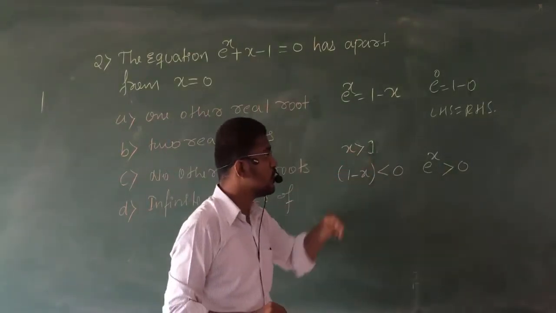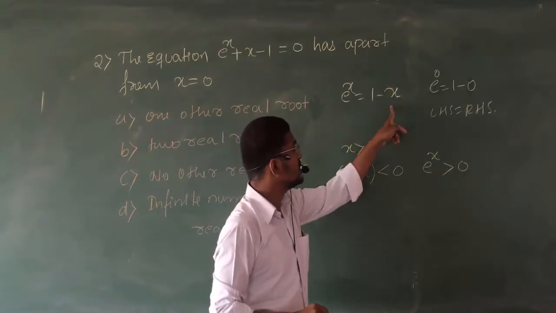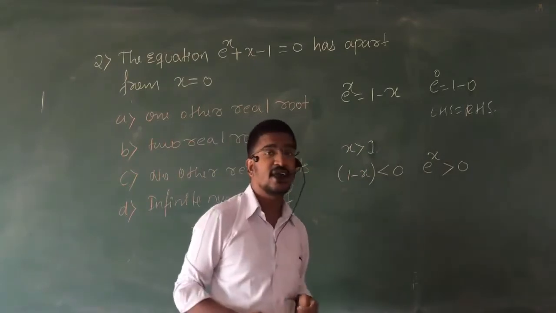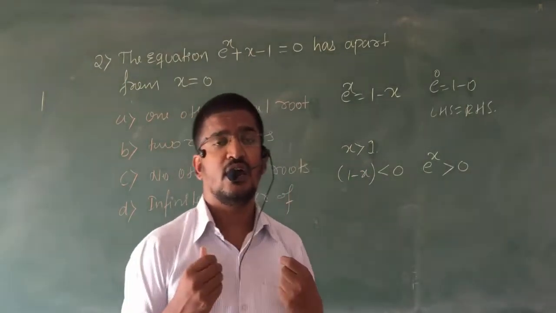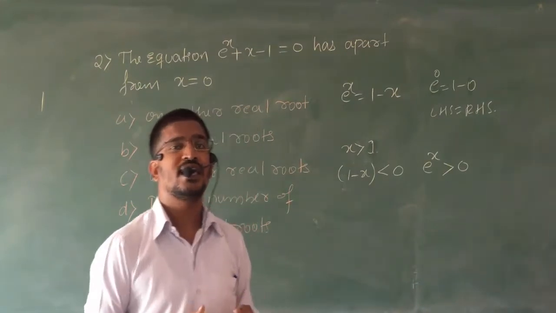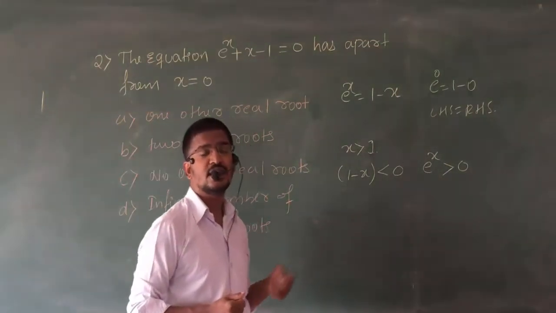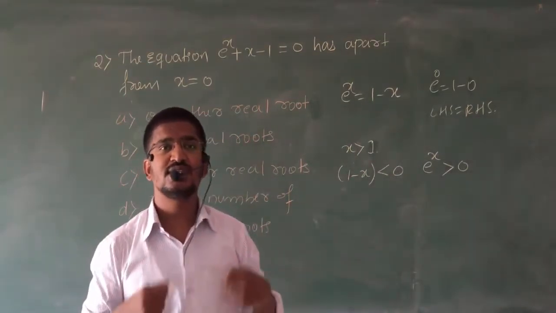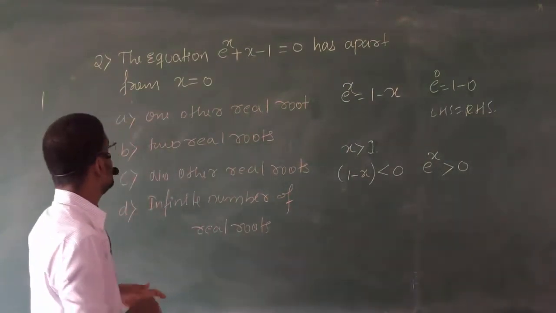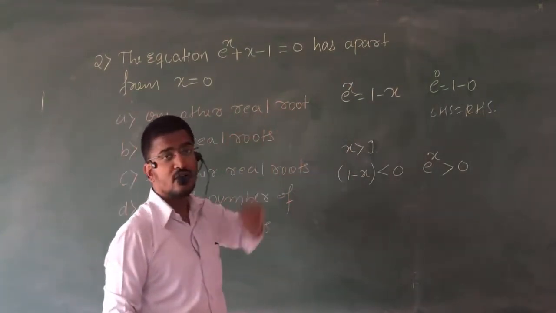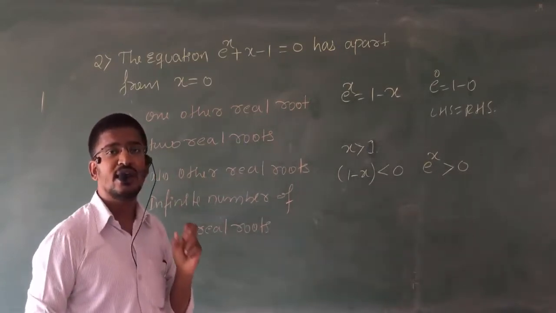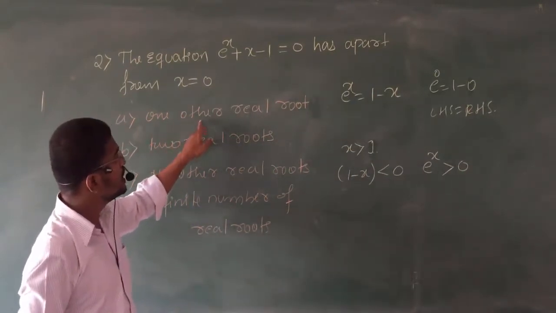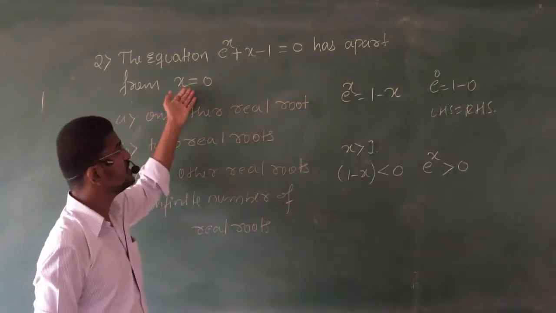Whenever x is greater than 1, LHS will be positive and RHS will be negative. Then there is no chance of getting a solution such that LHS equals RHS. So there is no value of x greater than 1. Clear? Okay. One other real root, for first option A, there is one more real root other than 0. They are telling that means one other real root other than 0.